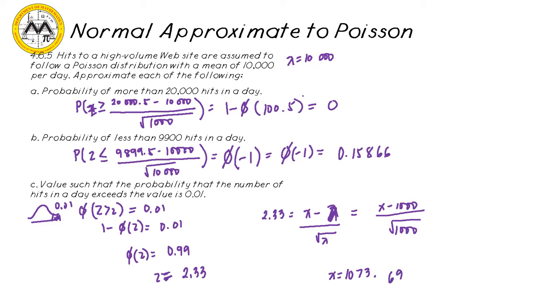So we're looking for greater than z. So since this is greater than z, 1073 is the answer. If you will be using 1073, you're going to have some adjustment of 0.5. So greater than 1073 is 1073.5.